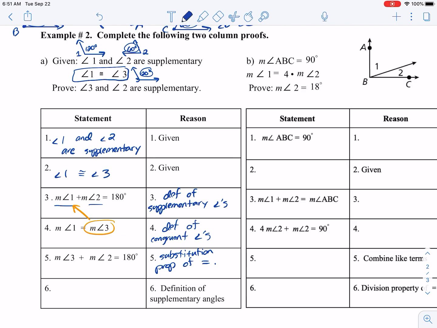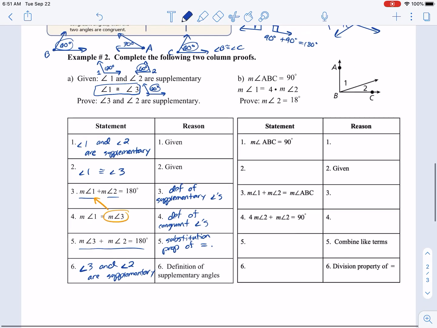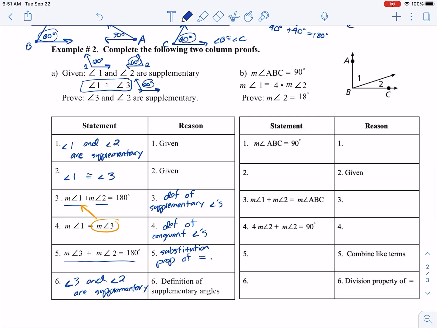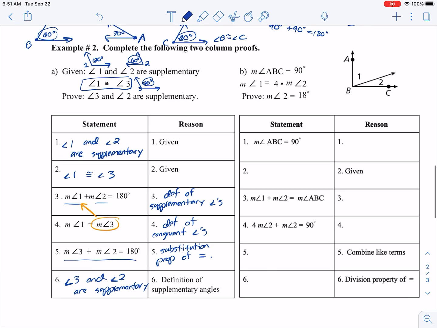Awesome. And now we were trying to prove that 3 and 2 are supplementary, which is what we just did right here, stating that their two measures add up to 180. We can now say that 3 and 2 are supplementary. Even though you might have just been able to see that by drawing that illustration out, it's nice to have this formal two-column proof using substitution, showing that congruent angles have equal measures, and completing that proof. All right, let's finish with B.